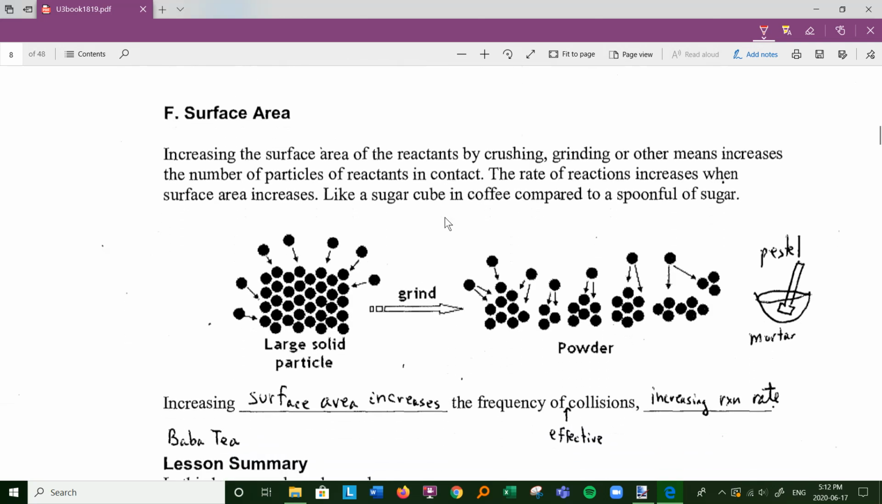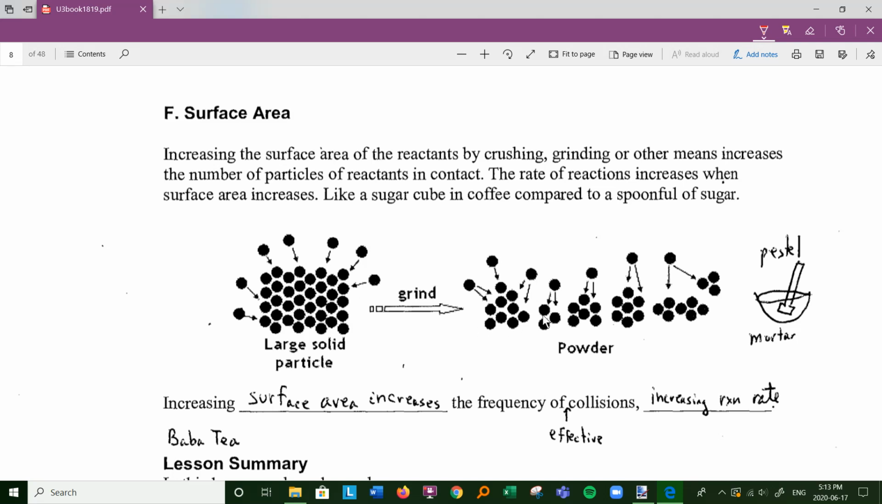Another way to increase the rate of reaction is by breaking things down into smaller bits, especially solids. So increasing the surface area of the reactants by crushing, grinding, or other means increases the number of particles of reactants in contact. The rate of reaction increases when the surface area increases, like a sugar cube in coffee compared to a spoonful of sugar, which helps the medicine go down. So here you have a sugar cube, so you dissolve it in water, you just have collisions in the outer faces of the cube first before you get to the inner part.